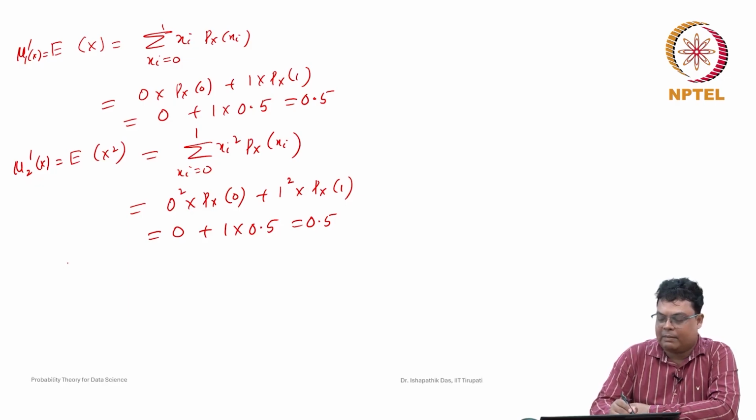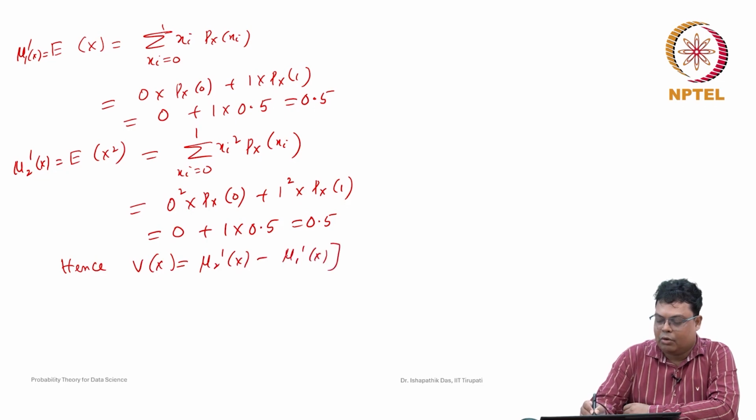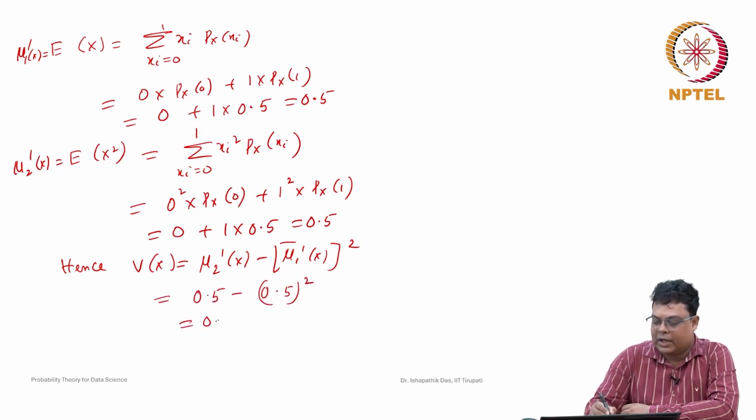So hence we can find the variance. Hence variance of x is mu2 dash x minus mu1 dash x whole square. We know that this is the simplified formula, and we always use this formula. So this is mu2 dash x which is 0.5 minus mu1 dash, also the same 0.5, whole square. So then you can write 0.5 into 1 minus 0.5.